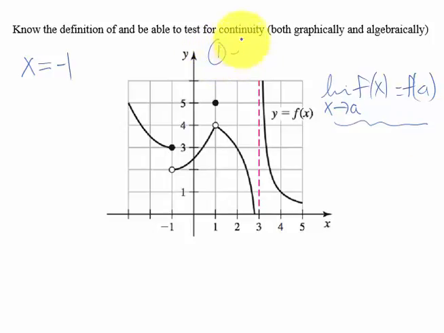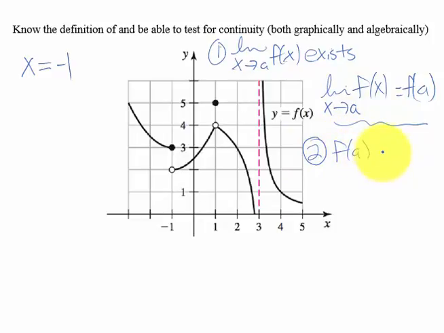The first thing that must happen is the limit as x approaches a of f of x must exist, and the second thing that must happen, and I didn't leave room up above so I'll put it right here, is f of a exists. And then if you have both of those conditions and you meet the third condition where those two things equal each other, then we have a continuous function.